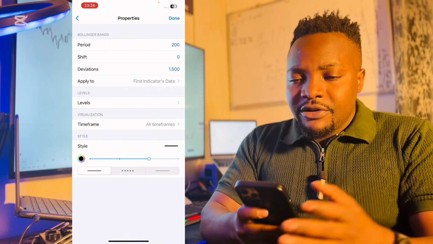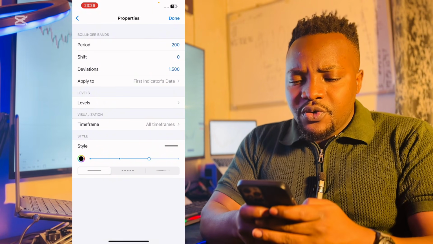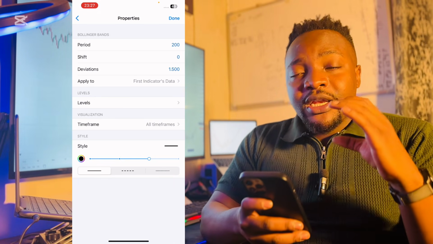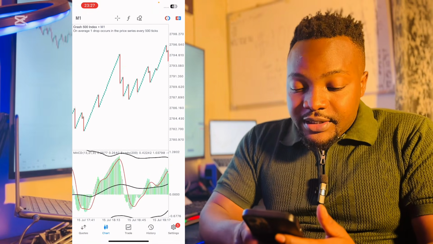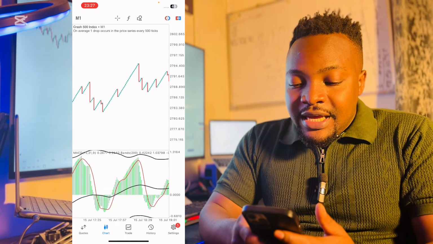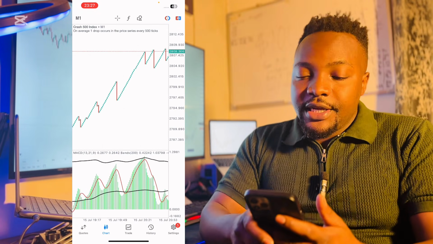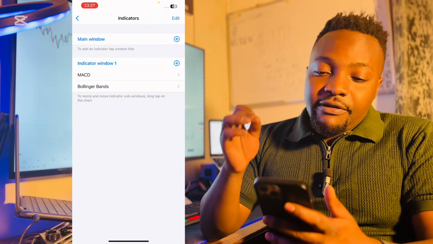Okay, and all levels once again on this indicator, and we need to make sure that you have a style of black so that they are really visible on your screen. Once you're done, click done. As you can see, the Bollinger Bands lines are really visible on our screen, which is perfect, which is what we need. We're going to head straight to the final indicator that we're going to need for this strategy to work.